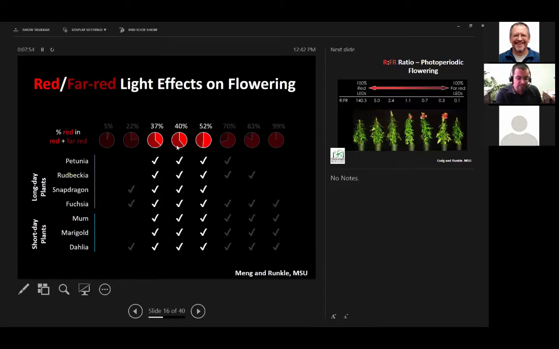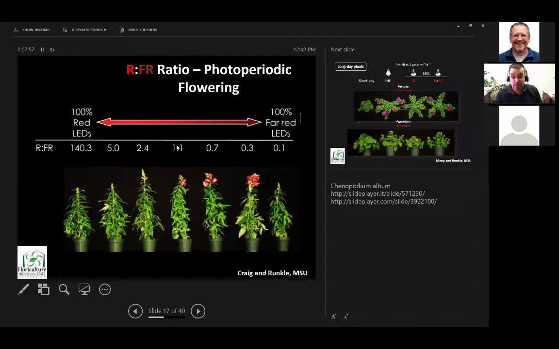To visually see this in terms of a flowering response with a long day plant, here we have snapdragon that was grown with red to far red ratios of 140 all the way down to 0.1. If you remember, I told you that the red to far red ratio of an incandescent bulb is right around 0.7. So here again, in terms of a flowering response, we see that with snapdragons, we have a flowering response anywhere from 1.1 all the way down to 0.3.